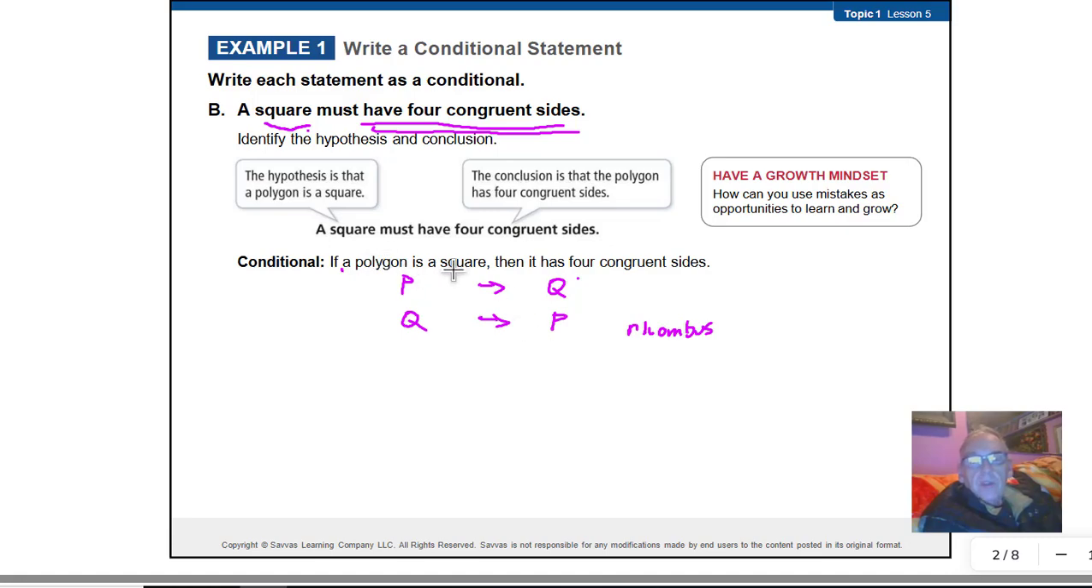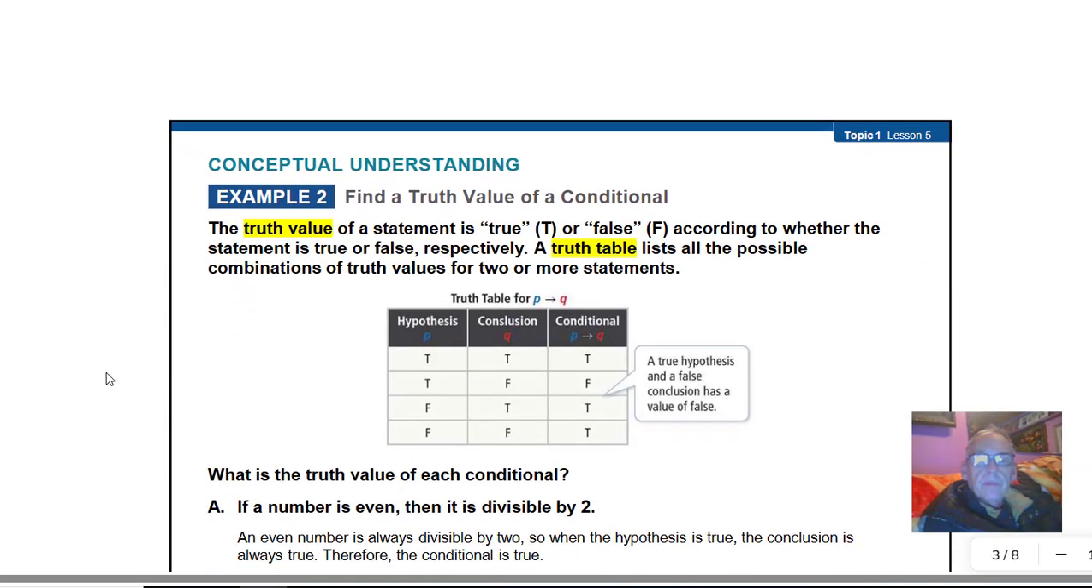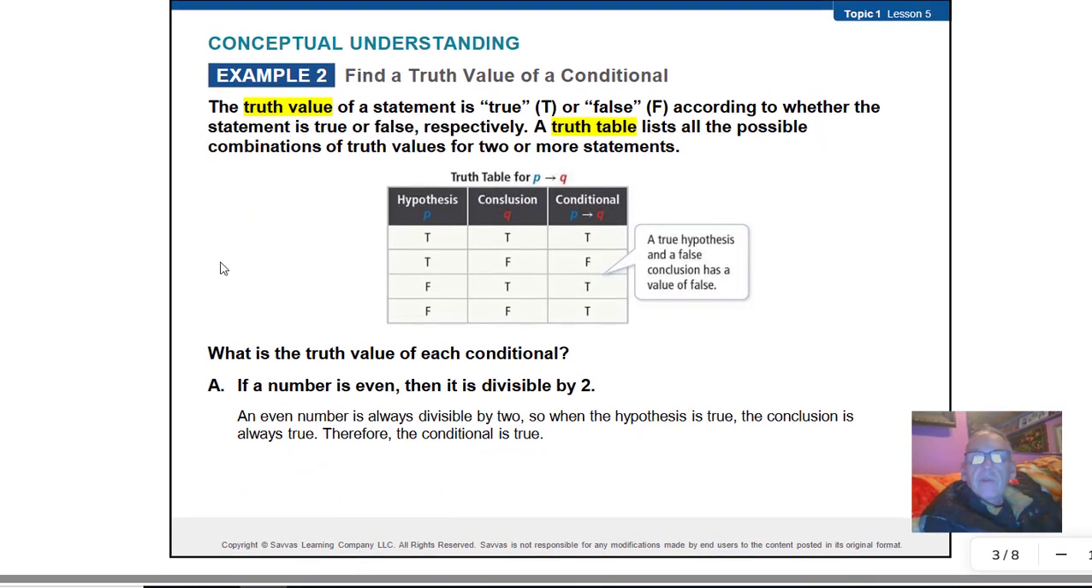But if a polygon is a square, by definition, the square does have 4 congruent sides. So the initial form is true. The converse form is actually false. Let's move on. Okay, finding truth values of a conditional statement.